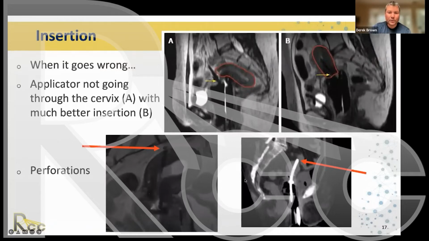So those are things to keep in mind. These things do happen. It is not the end of the world. In this case, this could be pulled back and you could still treat, or you could select a smaller tandem length and insert a smaller tandem.